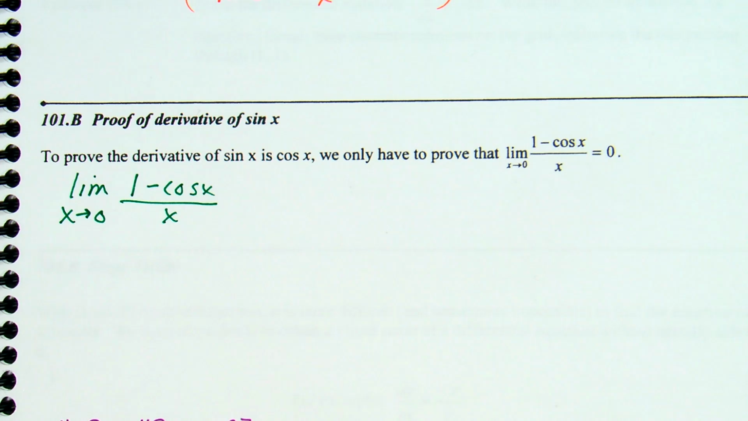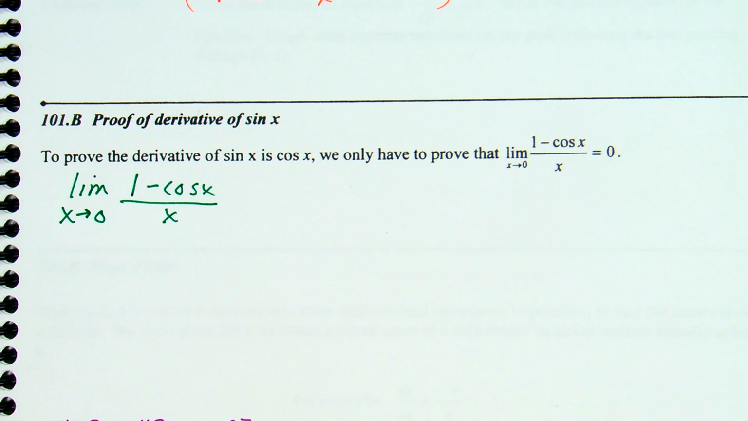I guess what I need to say is the whole idea is we're going to use the information we have from up above, the fact that the limit as x approaches 0 of sine x over x is 1. Now, to get there, we're going to use a technique. Multiply by a conjugate. What's the conjugate of 1 minus cosine x?